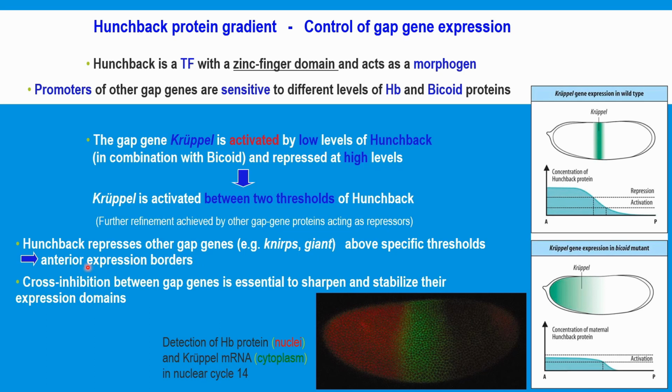And then between the other gap genes, we have cross inhibition. So we will have a peak of Krüppel, and it will interfere with the expression of other gap genes where Krüppel is expressed. It will suppress them, right? And this will sharpen and stabilize then these expression domains.